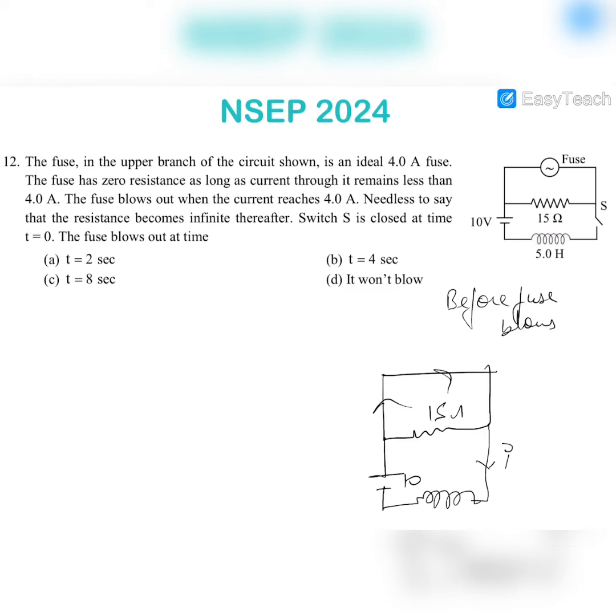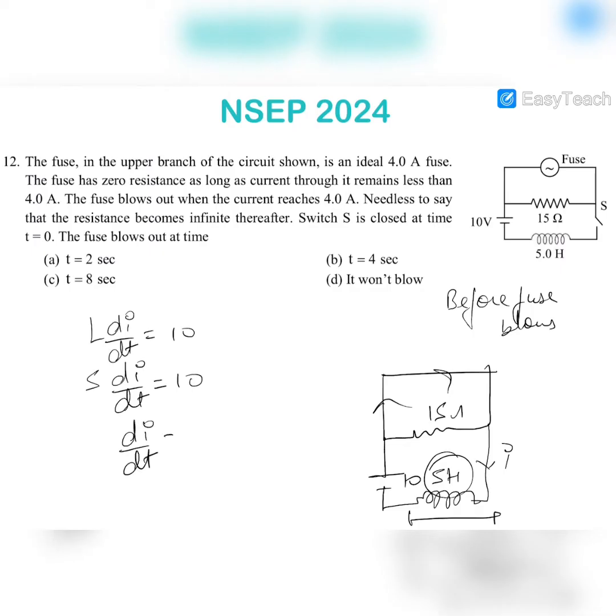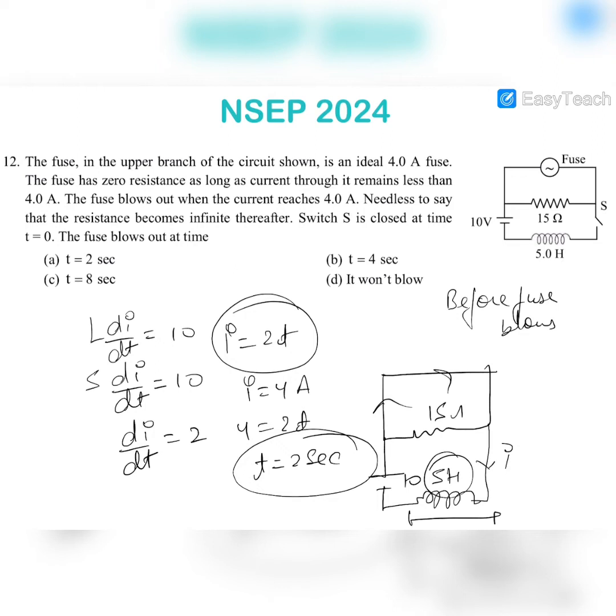So we know that the complete voltage will occur on the inductance, and therefore L di by dt will be equal to 10. Now L is 5, so 5 di by dt will be equal to 10, and di by dt will be equal to 2. So I will be equal to 2t. The fuse will blow at a current of 4 ampere, so 4 is equal to 2t, so t will be equal to 2 seconds. So at 2 seconds, this fuse will blow, and then it will offer infinite resistance to the circuit. So the answer is A. Now let us move on to the next question.